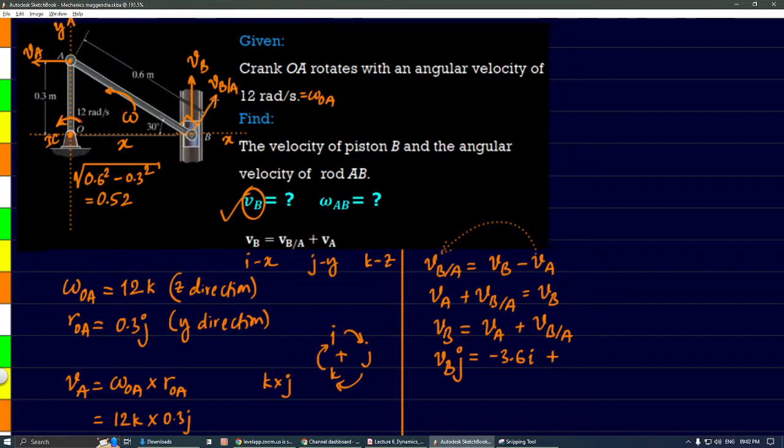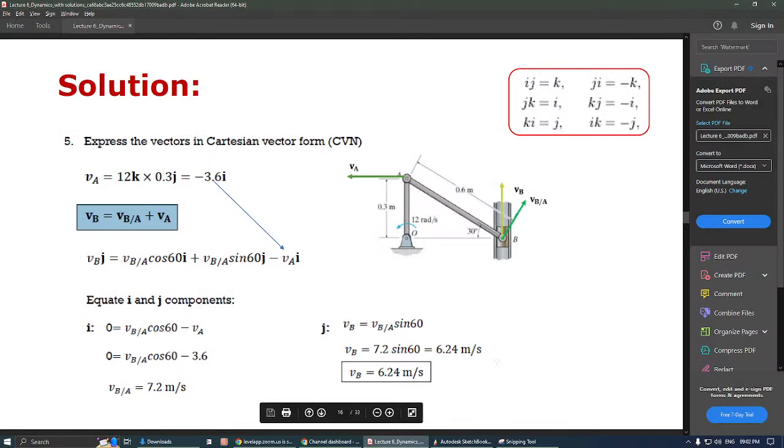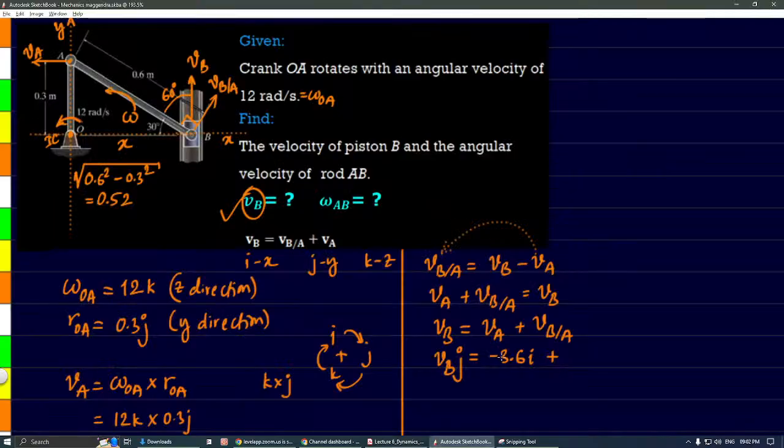The AB rod. And this angle is 30 degrees. So what will be this angle? It will be 60 degrees. Because this is 90. This component we have to find. This component will be VB into sine 60. VB sine 60.